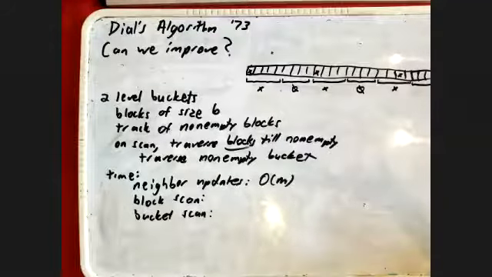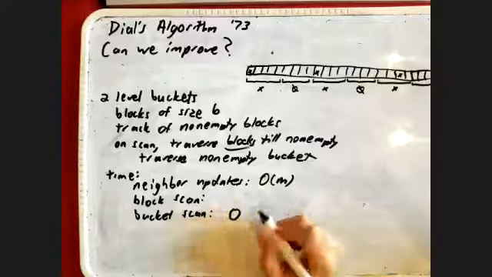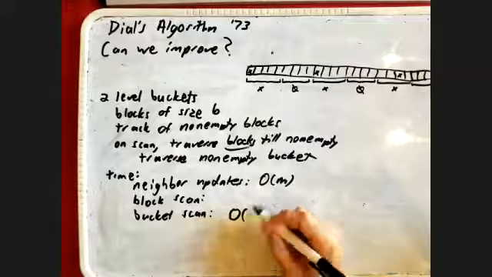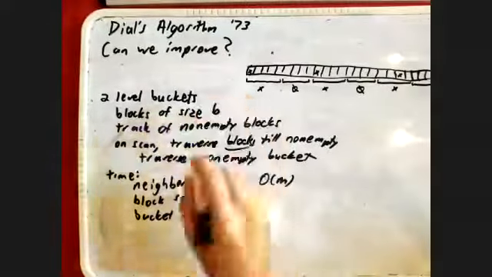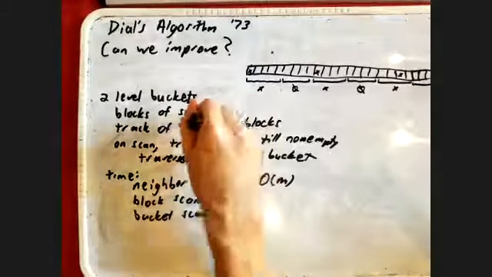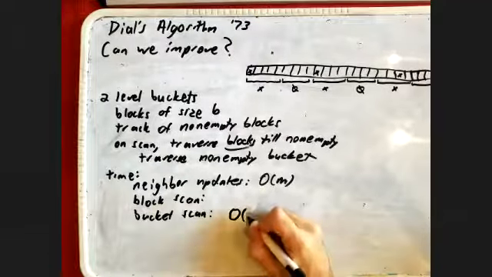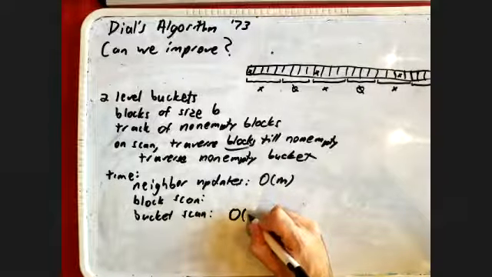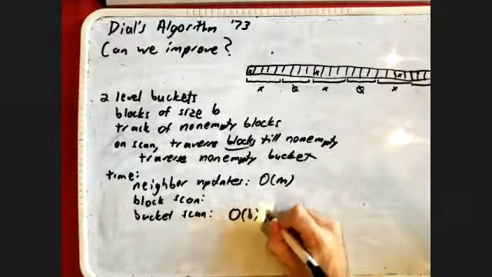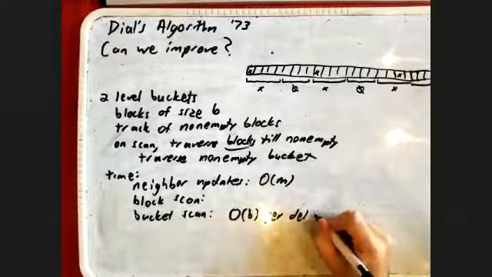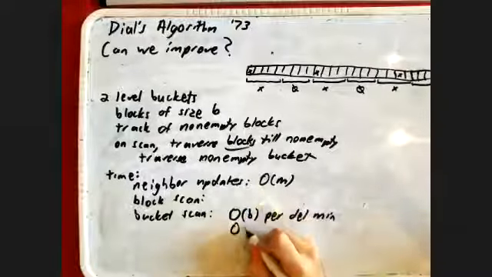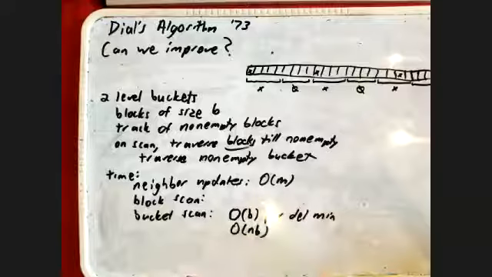Well, bucket scans is like O of NB because you only have to scan at most B buckets. Exactly. I only scan B buckets, right? So each time I do a delete min, I only have to scan the buckets in one block, right? Because I find a non-empty block, I know I'm going to find something there. So it's order B per delete min, which means it's order NB overall, right?